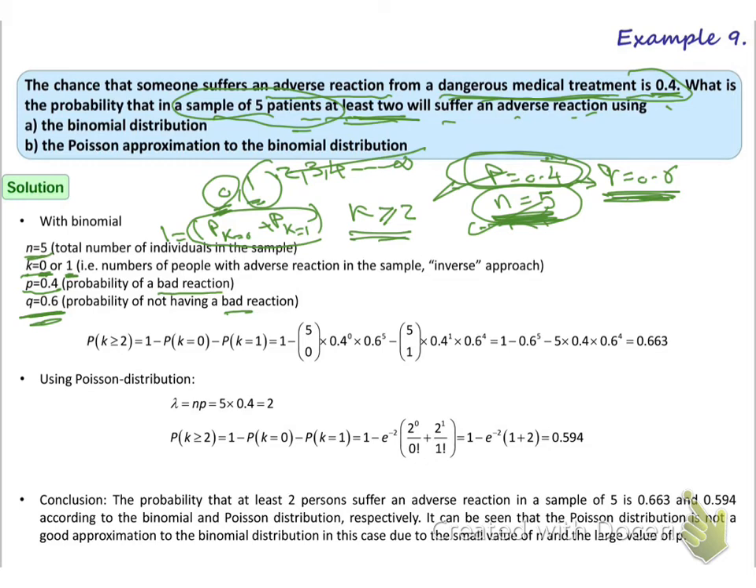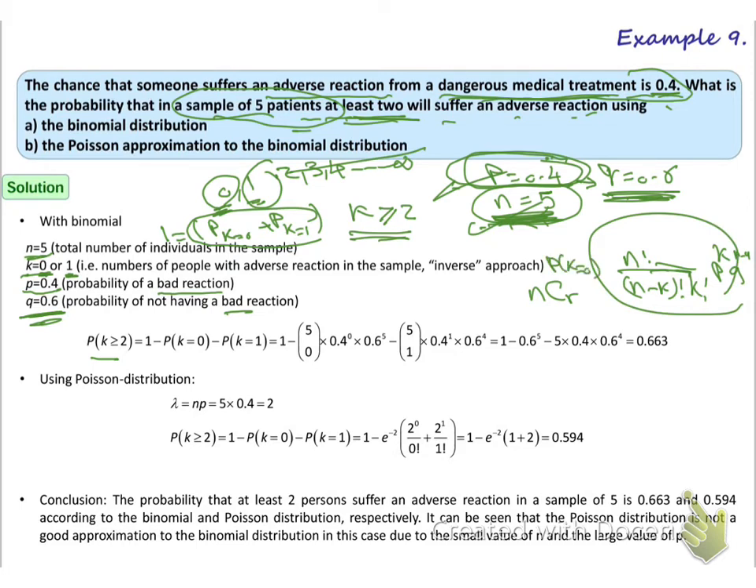Then I can use the binomial law for this, nCr, if you remember. So I say n factorial divided by k factorial times n minus k factorial, times p to the power k, q to the power n minus k. Put k equals 0 the first time, and k equals 1 the second time, and I find the answer. So this is with binomial. This is the answer, 66.3%.